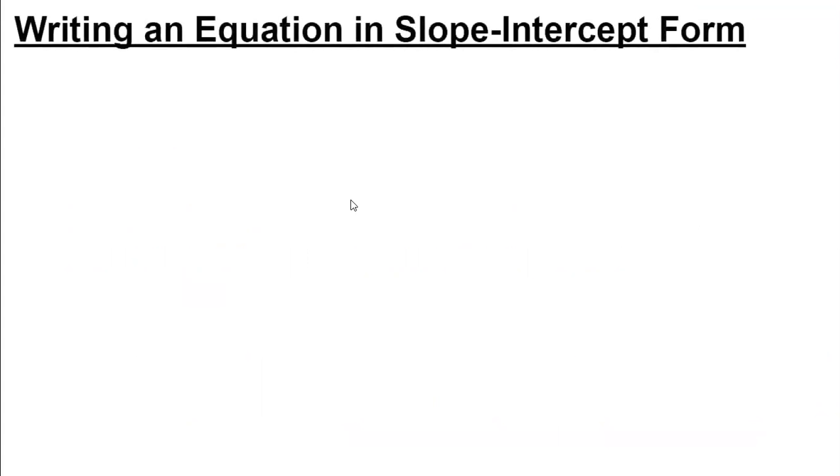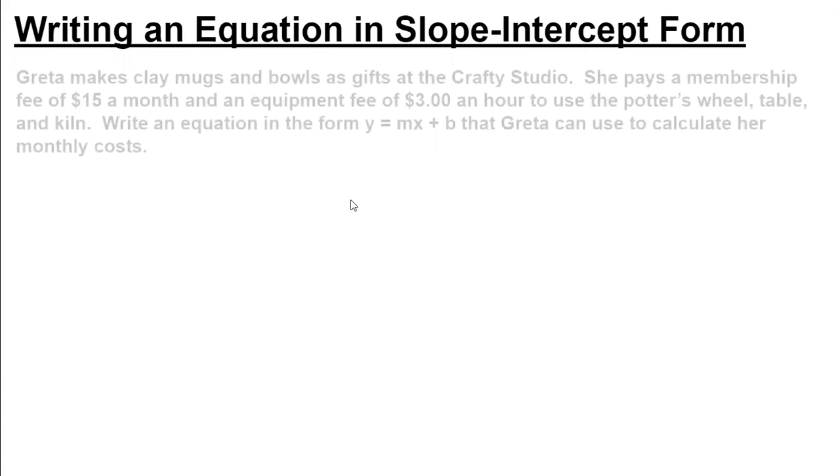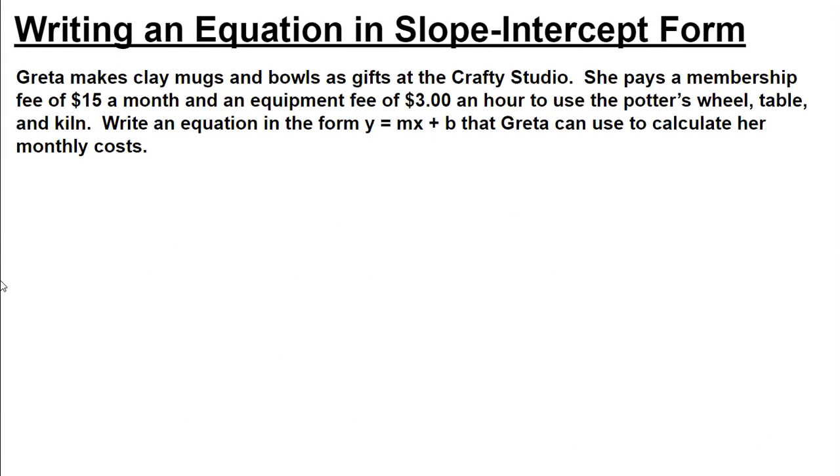So let's write our equations in slope-intercept form. So Greta makes clay mugs and bowls as a gift at the craft studio. She pays a membership fee of $15 a month and an equipment fee of $3 an hour to use the potter's wheel, table, and kiln. Write an equation in the form y equals mx plus b that Greta can use to calculate her monthly costs.